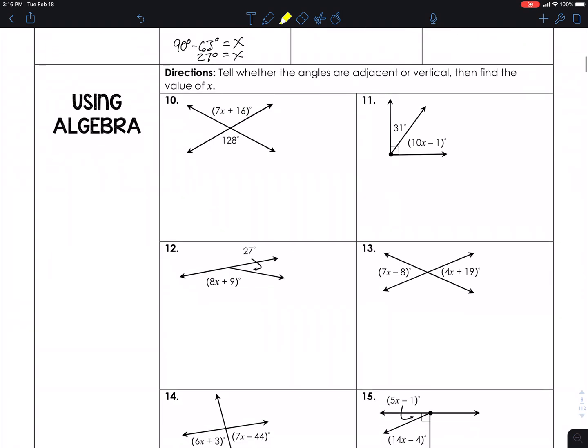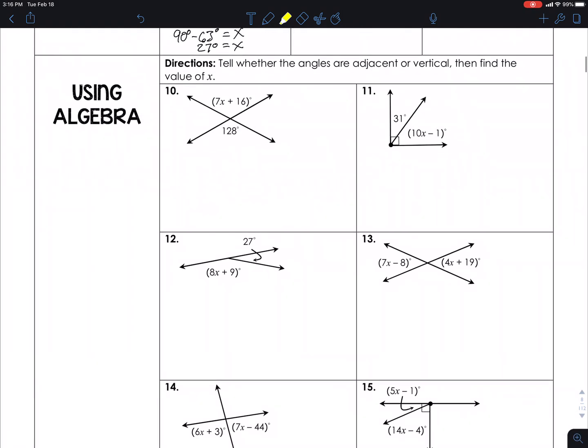Using algebra, there are 6 problems. I'm going to do 3 for you. Hopefully it'll make it real simple. So again, this angle and this angle, they are vertical, so they are equal to each other. And you'll hear me say this sometimes, is set them equal to each other. So we end up with 7x plus 16 is equal to 128. I just made this equal to that because they're equal. They're the same value. I just have an x over here. So to solve it, it's a 2-step equation.